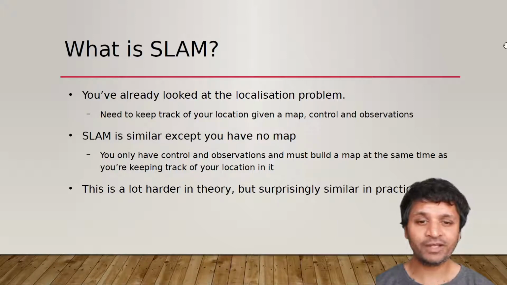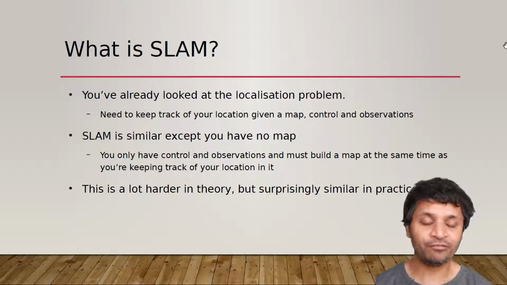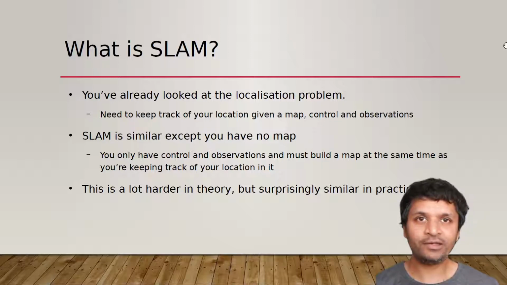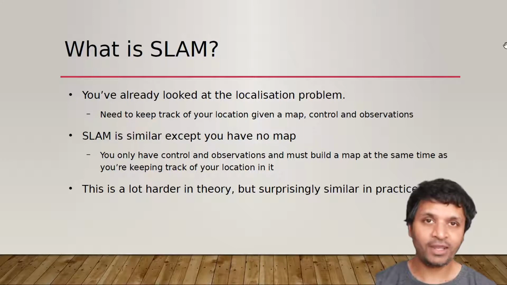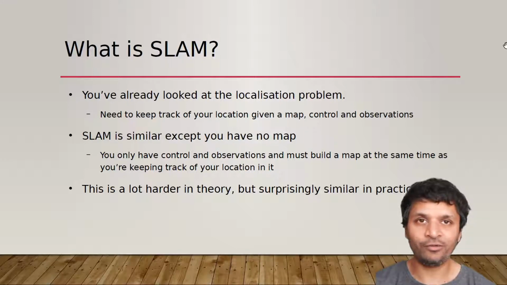Now, the first question, I guess, is what is SLAM? So you've looked at the localization problem, right? And the localization problem was one in which you had a robot that was put into a known map. In that known map, it could then take observations and try to figure out where it is. And this was done iteratively. So as the robot moved around, you were given the control signals, you were given a motion model, and you would take observations and transform them according to your observation model. So SLAM is a quite similar problem.